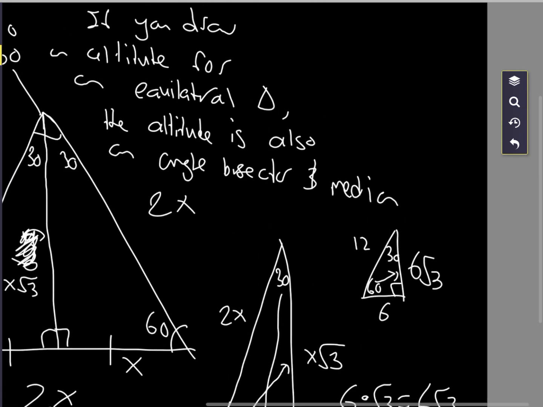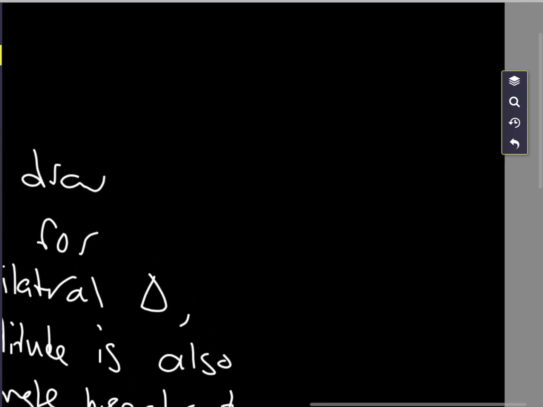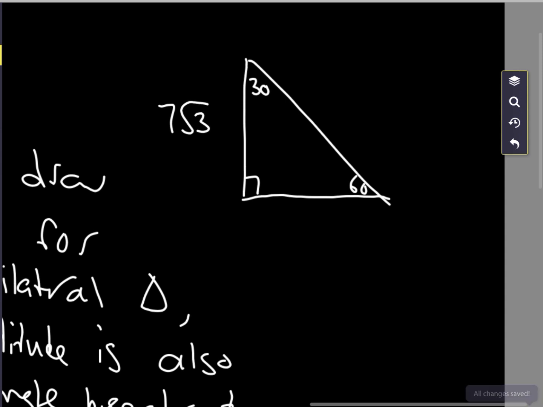Let's do another example. Let's try to do it without the theorem this time. And this one's going to be a little bit tricky. Switching up the angles right here. Okay? Let's say that we have this side, 7 radical 3. Solve for the hypotenuse, solve for this side, and solve for the other side.